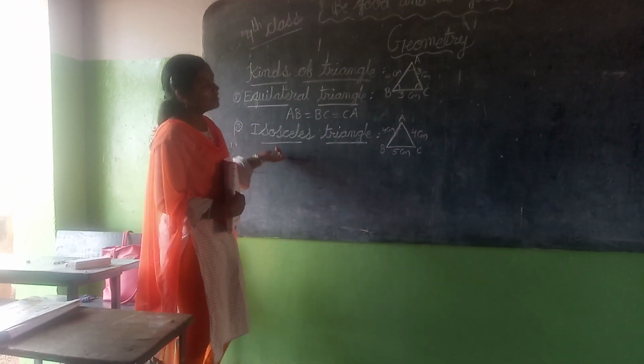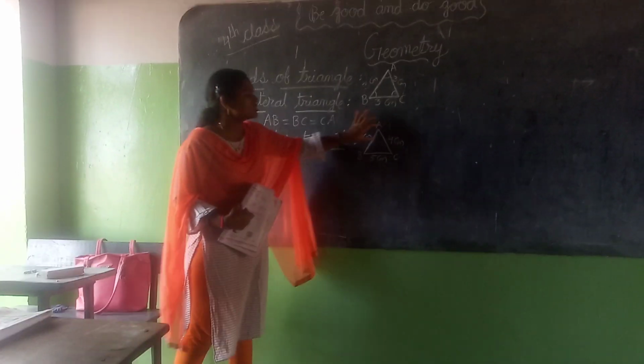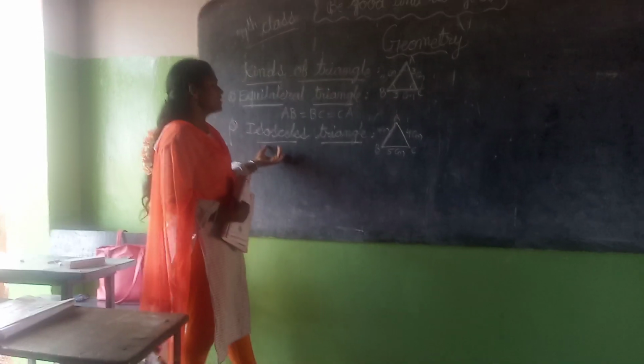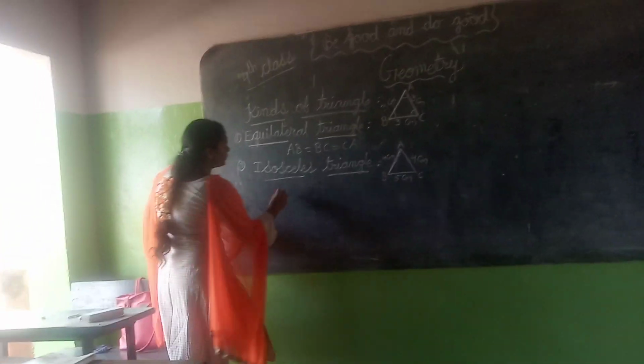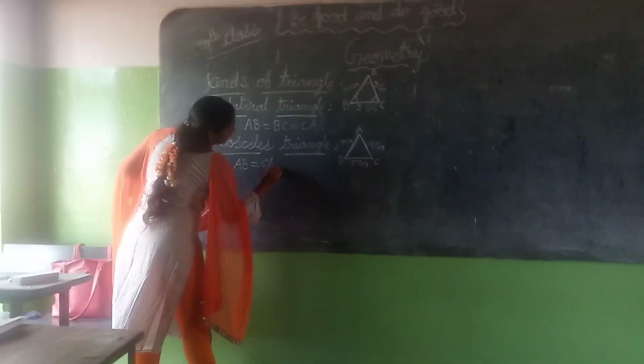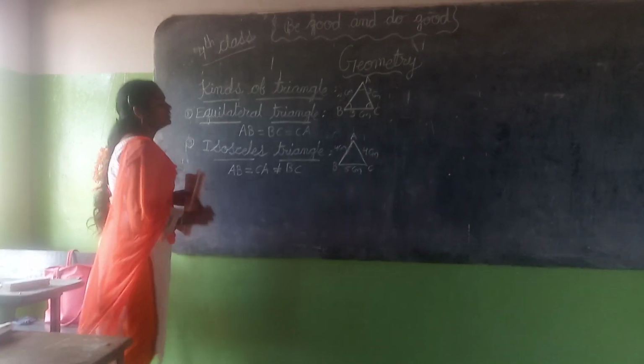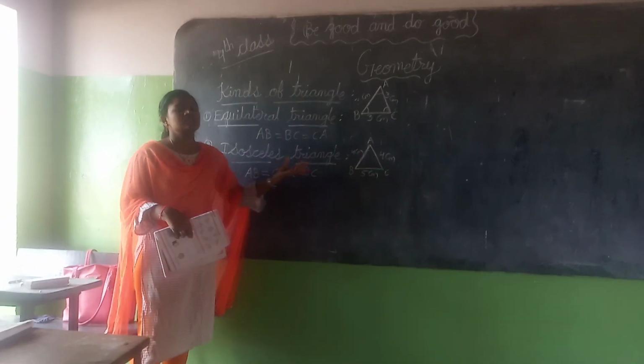Okay, students? If three sides are equal, that is an equilateral triangle. If only two sides are equal, that is an isosceles triangle. So that means AB is equal to CA, which is not equal to BC. This triangle is called an isosceles triangle.